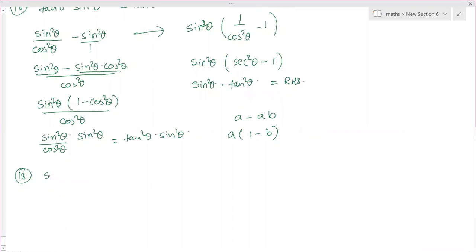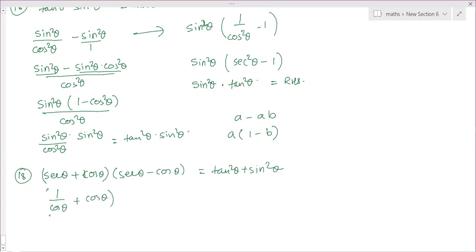Ma'am, otherwise, which method will we do for it? Sec theta plus cos theta into sec theta minus cos theta is equal to, you have to show tan square theta plus sin square theta. Okay, so here you have converted sec into cos. Okay, fine. But here the difficulty is that you are getting 1 plus cos square.